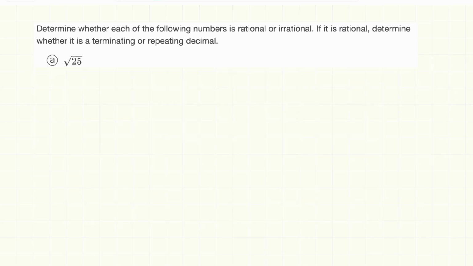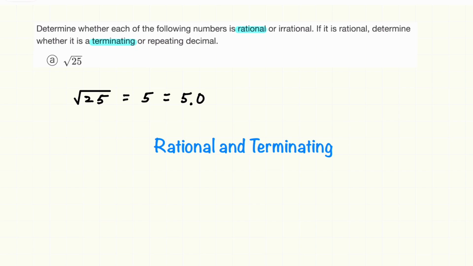So with that in mind, we'll start with a here, the square root of 25. Before we evaluate whether it is rational or irrational, we should see if the square root of 25 simplifies. Since the square root of 25 is exactly 5, we can see that 5 is rational, because I could write it as 5 over 1. And if we were writing 5 as a decimal, then we could write it as 5.0, which is a terminating decimal. So the square root of 25 is both rational and terminating.